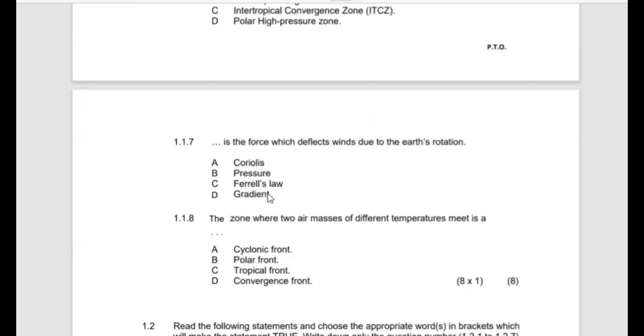Then the last question on multiple choice is question number 1.18. The dash zone, the zone where two air masses of different temperatures meet, is. Now we are looking at two different air masses of different temperature. That is the polar front, which is B. That is where we tend to find the two air masses of different temperatures meeting.